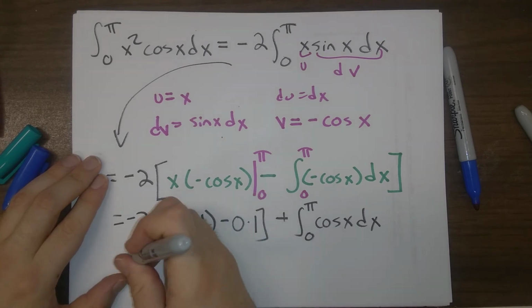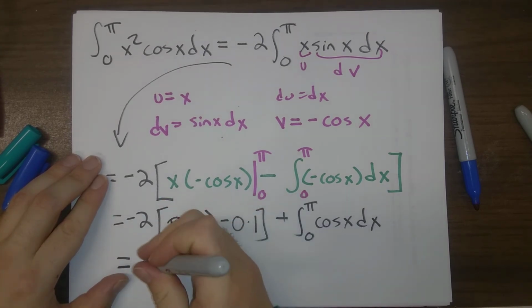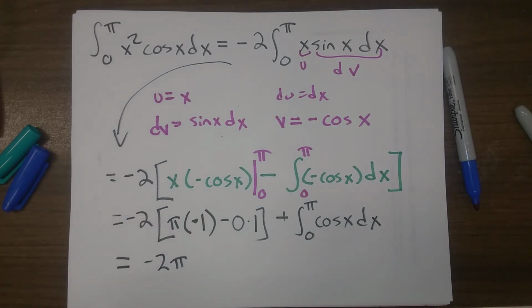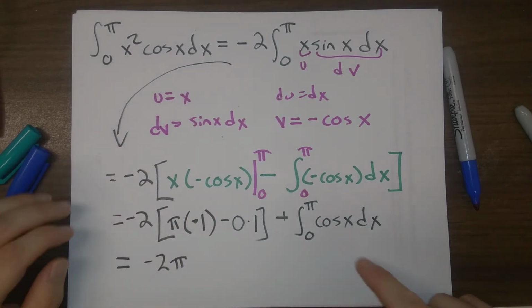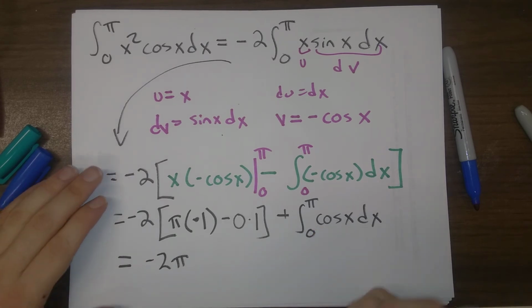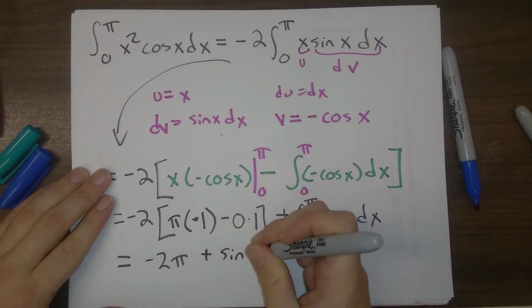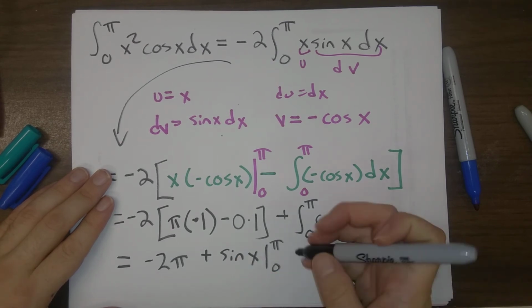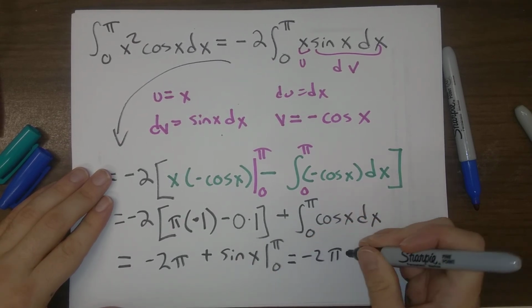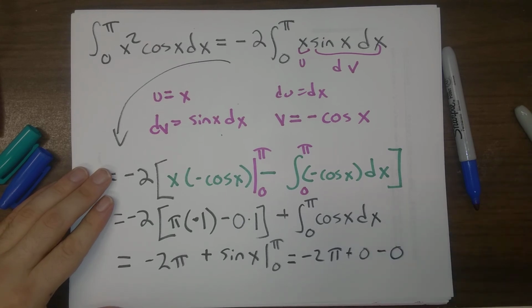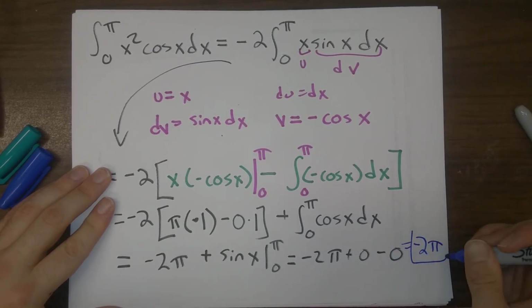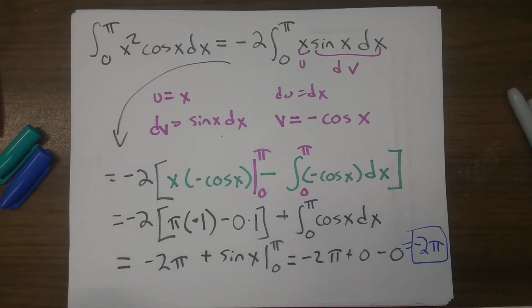And so what do we have here? So minus 2 pi minus 0, or plus 0, who cares? It's a 0. And then the integral of cosine x is sine x. Evaluate that between 0 and pi. Both of those are going to be 0. And so our final answer here is minus 2 pi.